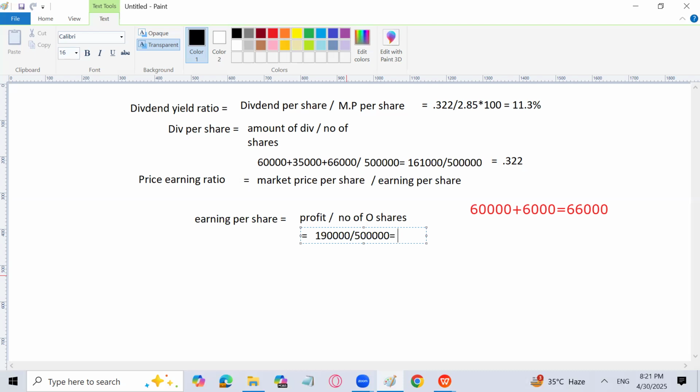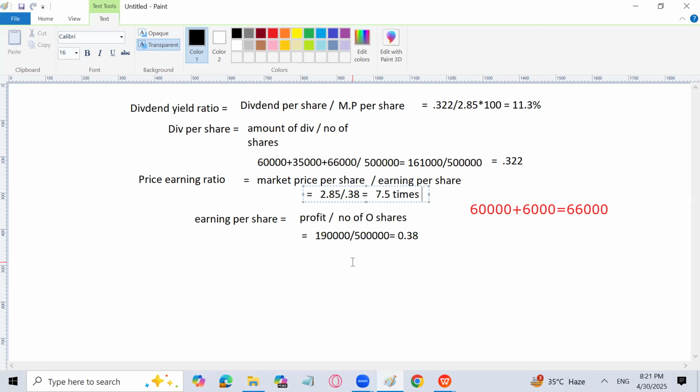We are going to get the earning per share, and that is going to be 0.38. Now I can calculate the formula. Market price per share 2.85 divided by earning per share 0.38. So we'll get the price earning ratio, that is going to be 7.5 times. Normally, we believe that a price earning ratio of around 10 to 15 times is considered good, but this is coming to 7.5 times.